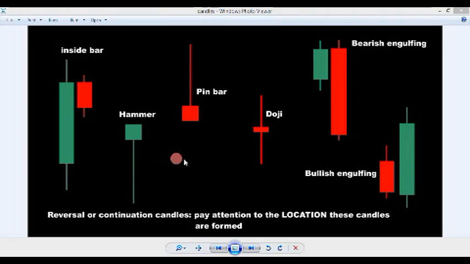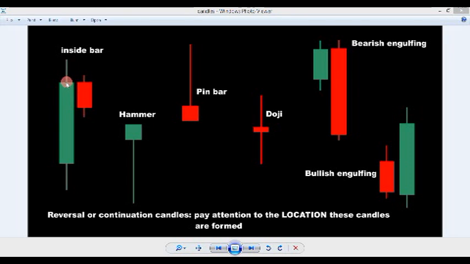The list here is not exhaustive, but at least the major ones I want to explain to you, and how you can look out for them at certain locations within your chart and trade them. So without wasting much time, let's go straight to the point. Now the first candle we see here is an inside bar. An inside bar is a candle that is usually formed within the body of a bigger candle. In this case we are seeing that the mother candle is a bullish candle, and now after this candle has closed, it still remains within the body of the bigger candle. That means it's inside of the big candle.